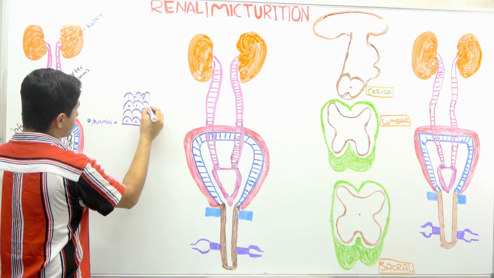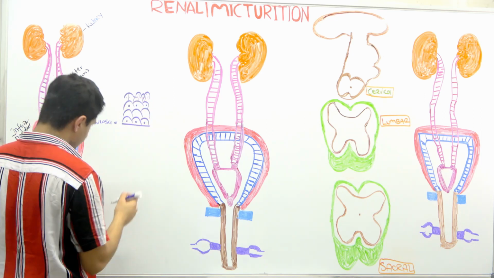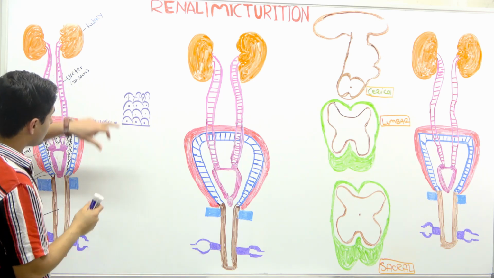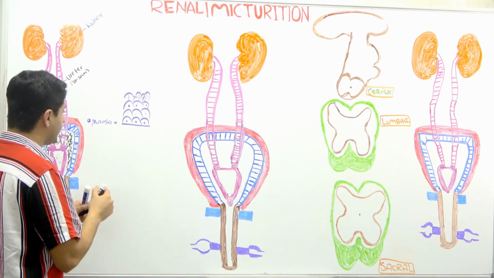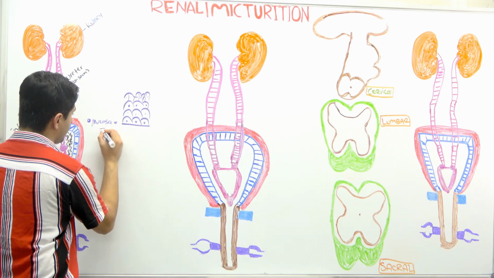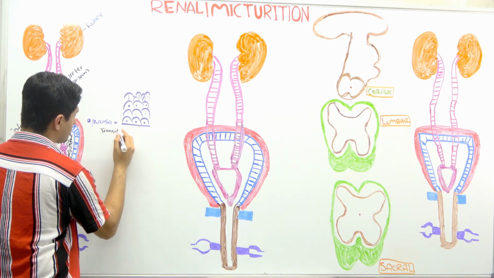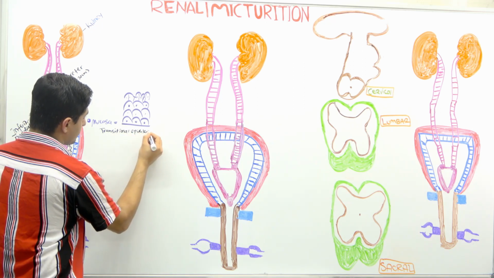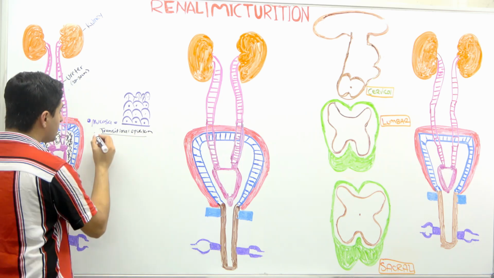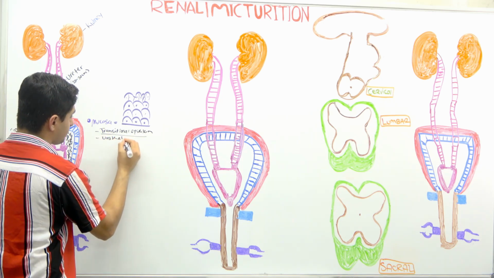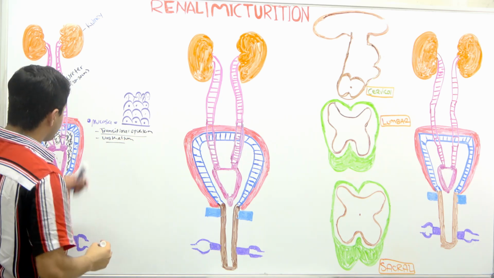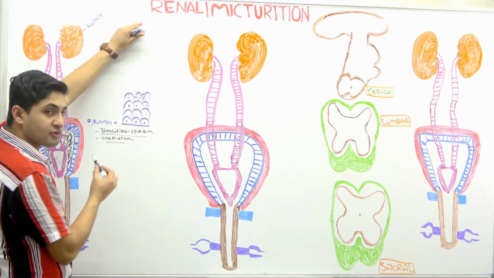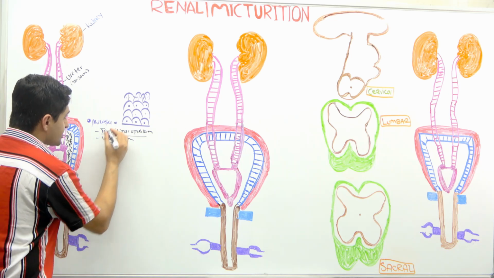So, if you look at this right here, this is called transitional epithelium, or another name for this is urothelium. Now this transitional urothelium itself has three different parts. It is divided into three parts.